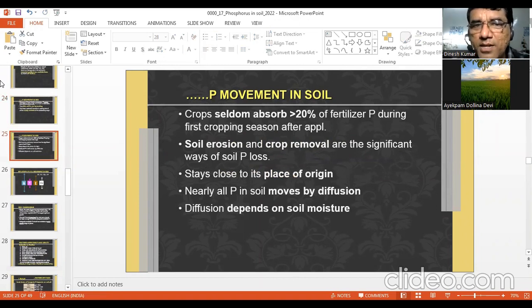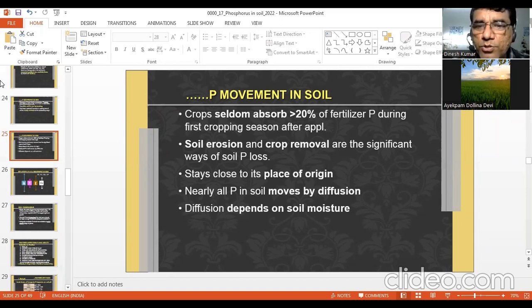P movement in soil continues. Crops seldom absorb more than 20% of fertilizer P during the first cropping season after application. So on an average, recovery of phosphorus from water-soluble fertilizer is 15 to 20%. The remaining 80% will remain in soil, or will be partly lost by erosion, or a little bit by leaching. Soil erosion and crop removal are the significant ways of soil P loss.